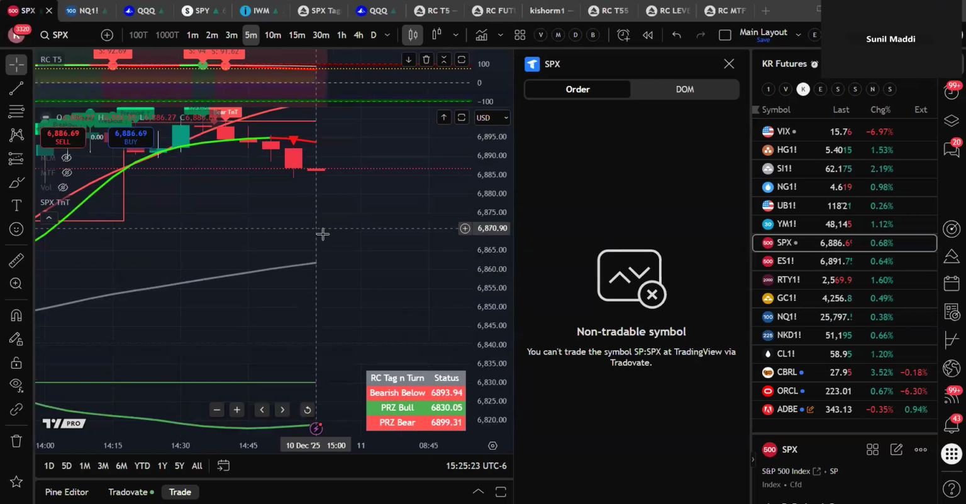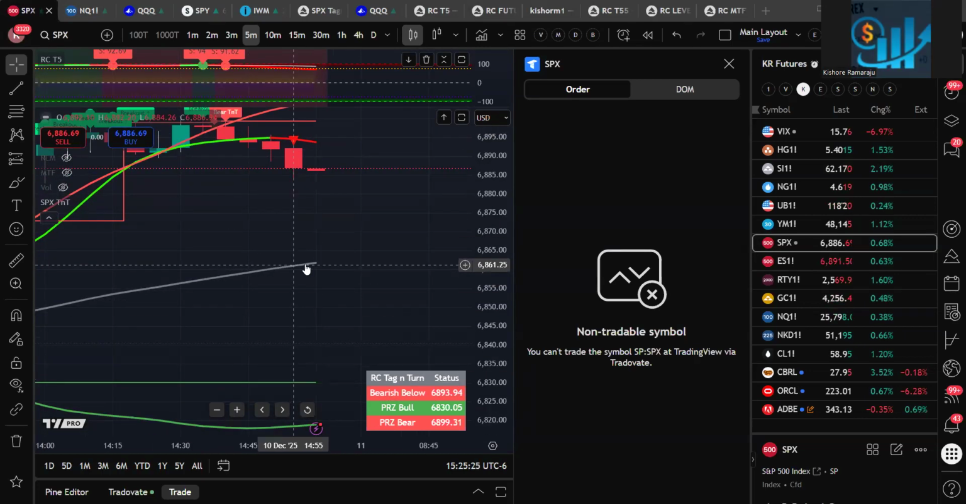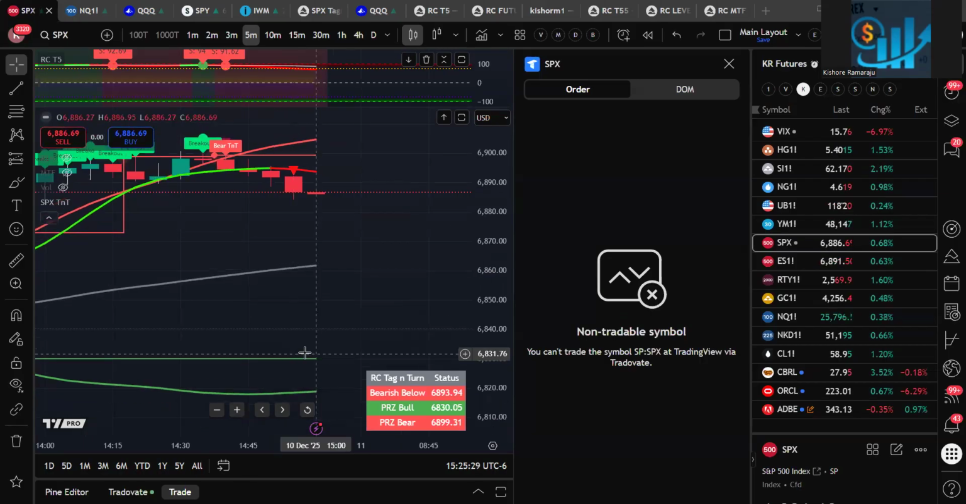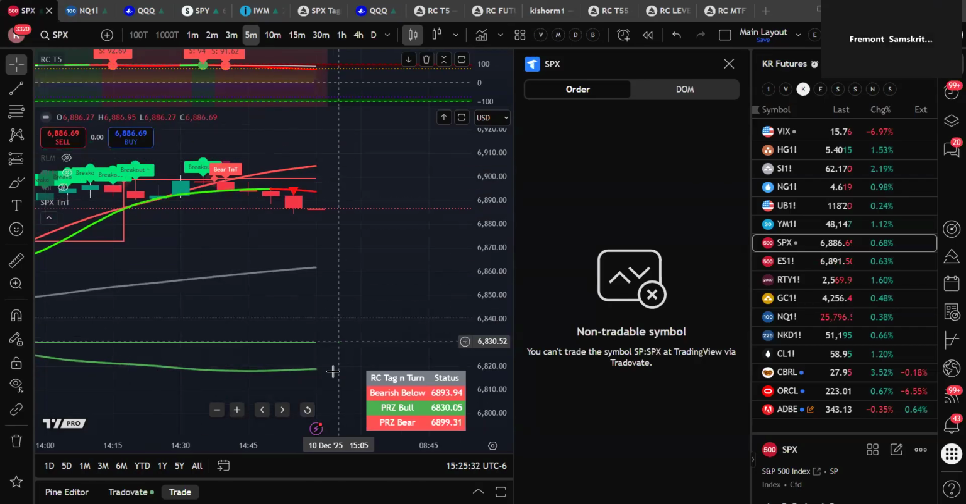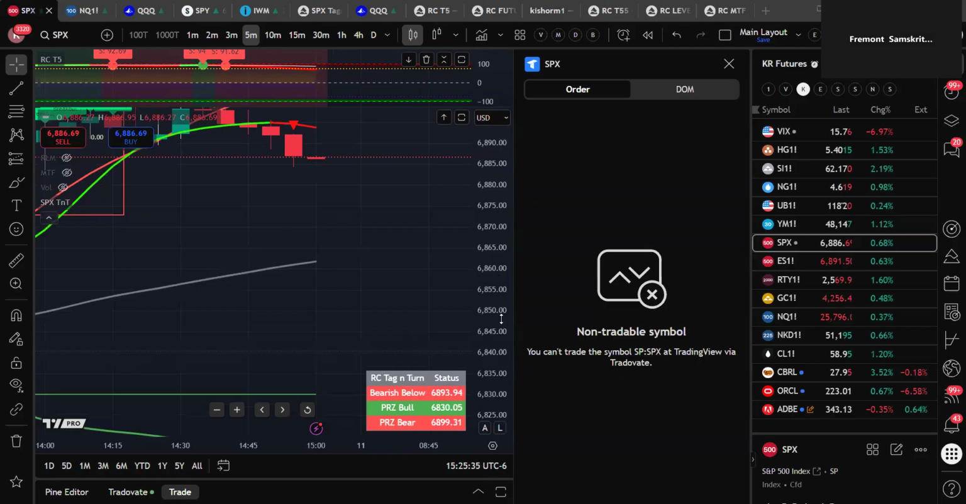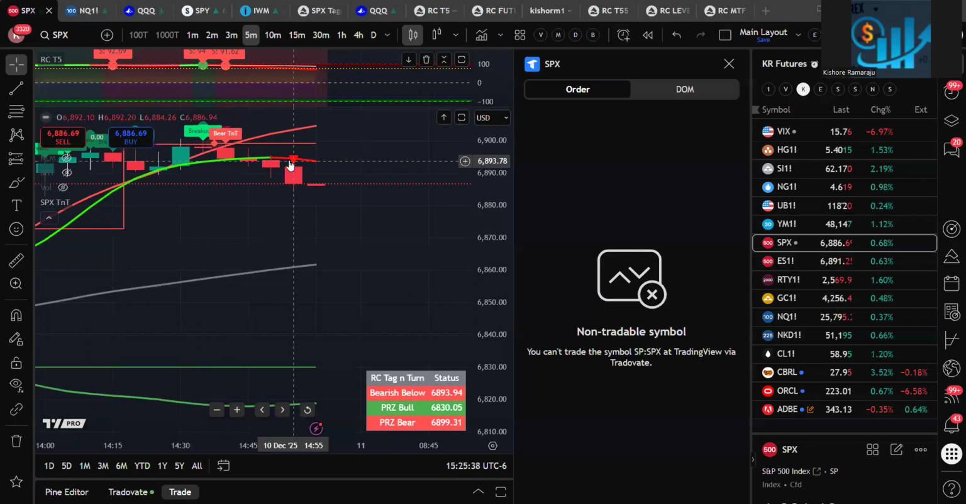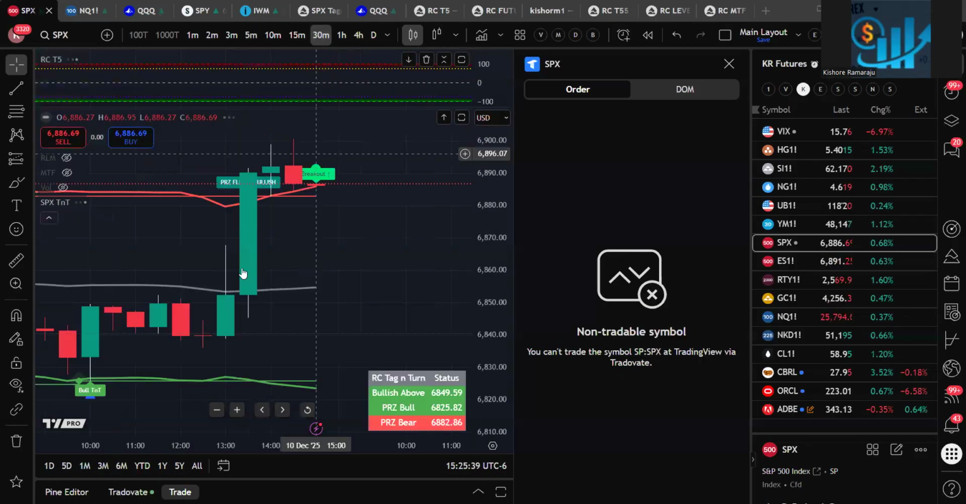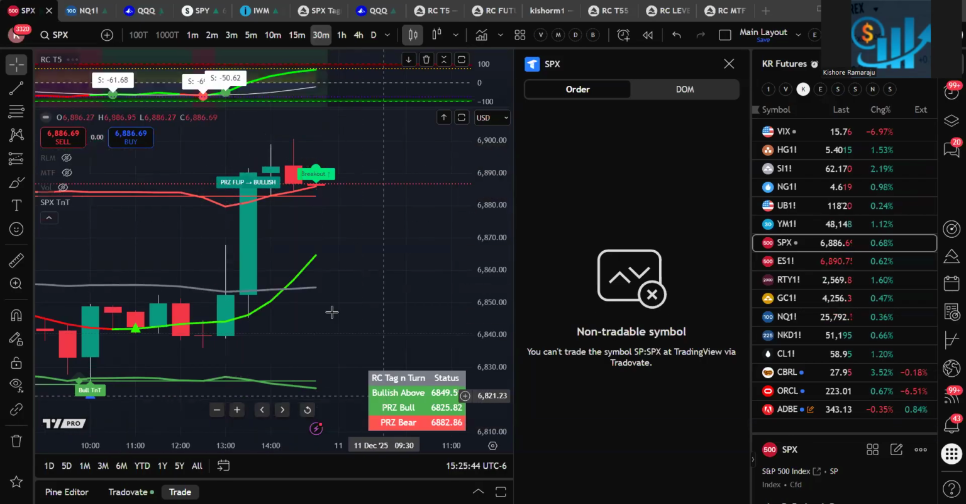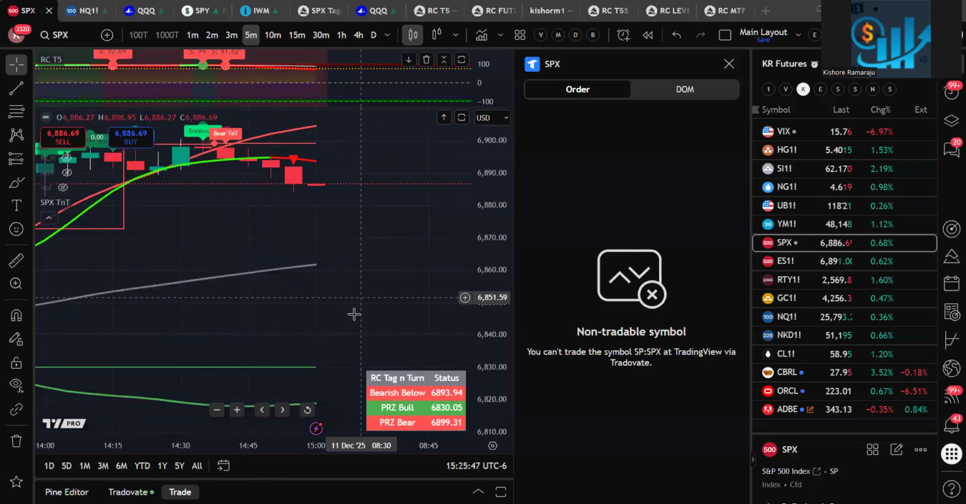If it breaks, that is the midpoint. If it breaks this midpoint, then 68.30 is the next target. Okay, but the trend is bearish. Yeah, because it is overbought now. So in 5 minutes and 30 minutes, we are at the top. 30 also it went all the way up. So in 30 you are bearish, in 5 minutes you are bearish. So we'll see a nice drop.